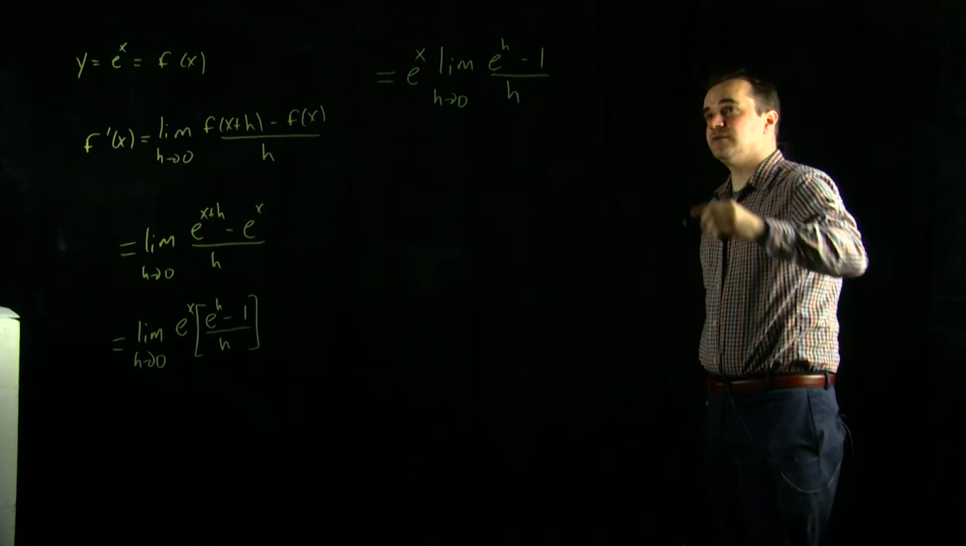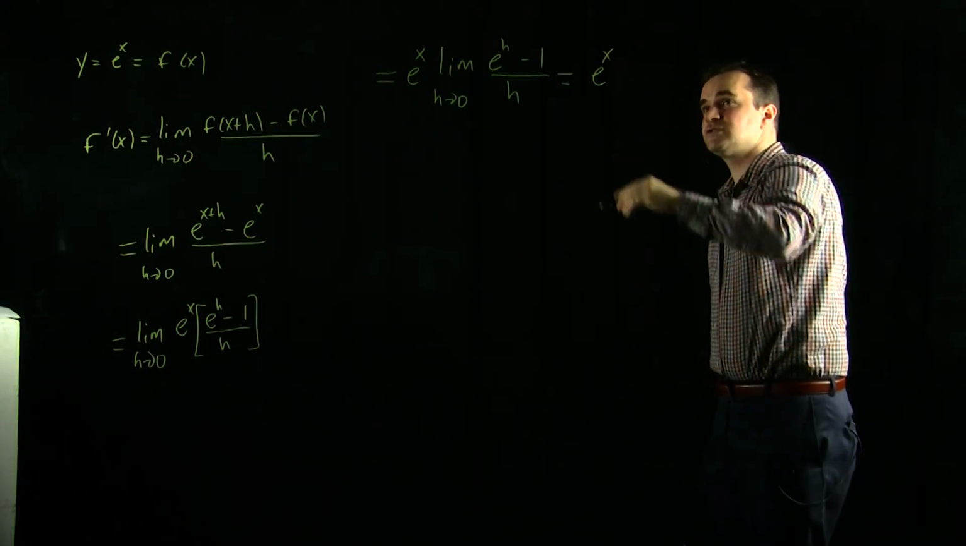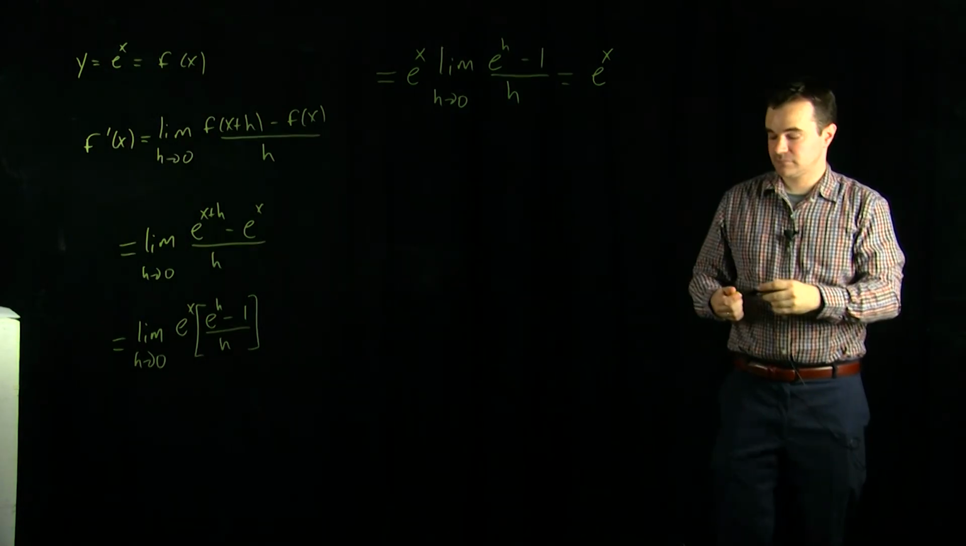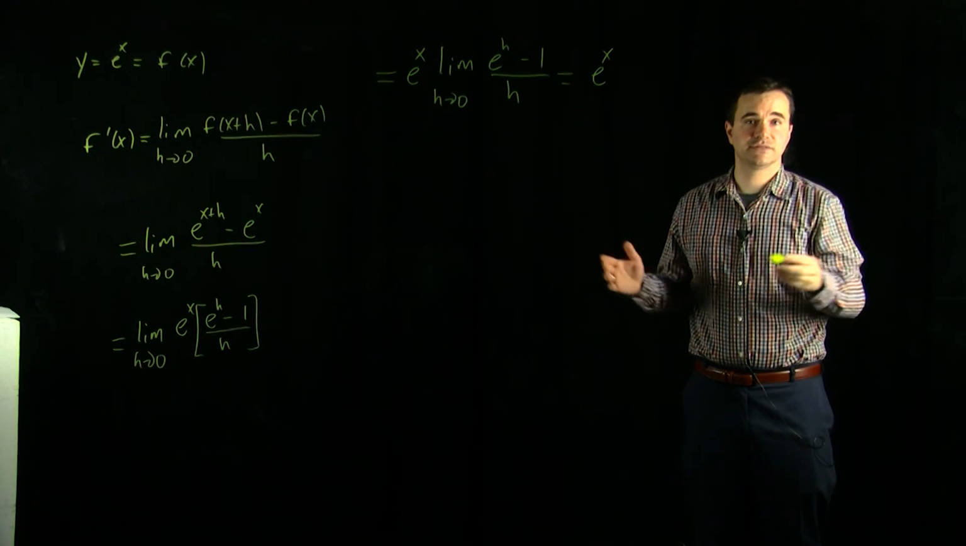So this expression just turns out to be e to the x. And that proves to us that the derivative of e to the x is e to the x.